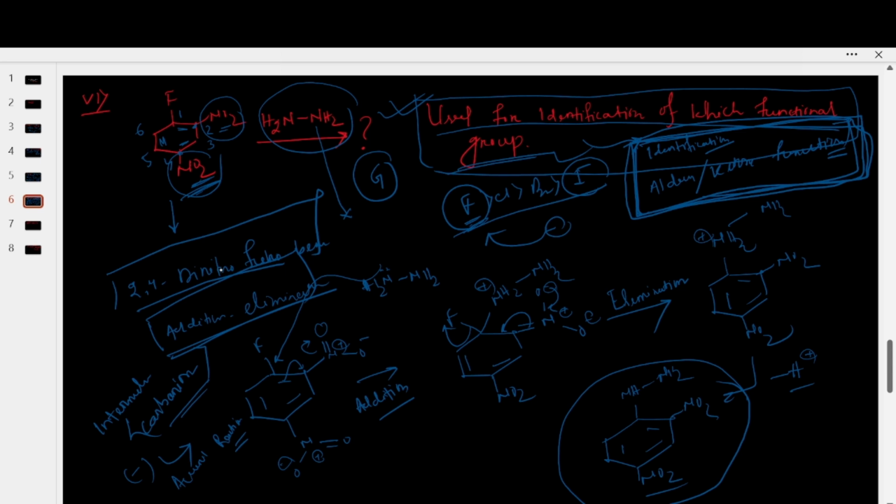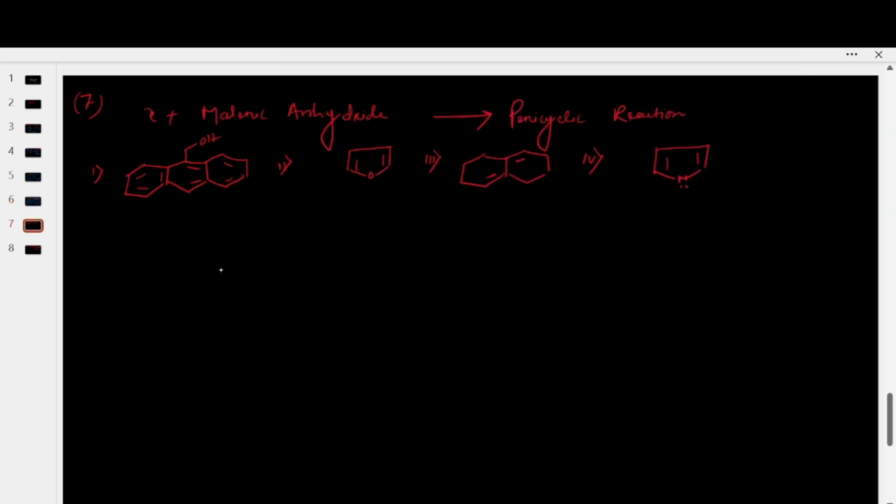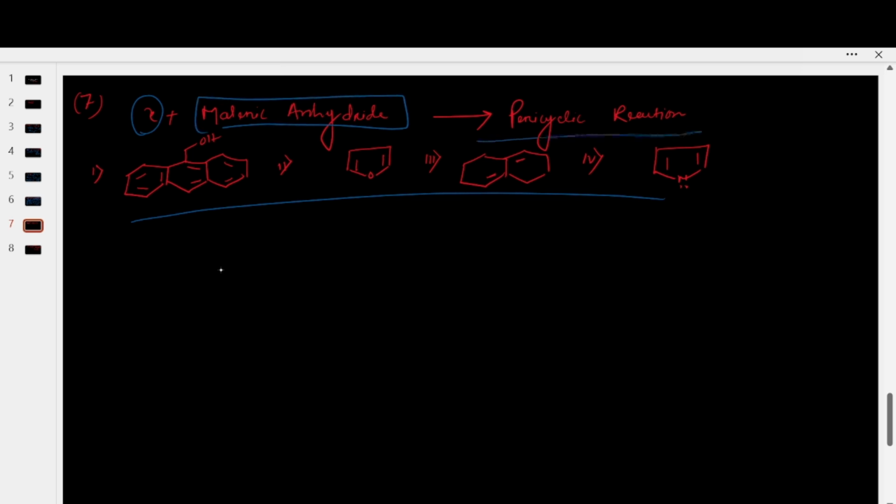So those points they asked: what is the product, and why it is used, or to identify which functional group. So next, move to the next question. The question is: will any substrate out of these four react with maleic anhydride to undergo a pericyclic reaction? So what happens in a pericyclic reaction? Basically it is a 4+2 cycloaddition reaction. What happens in a 4+2 cycloaddition reaction? 4 comes from your diene and 2 comes from your dienophile, right?